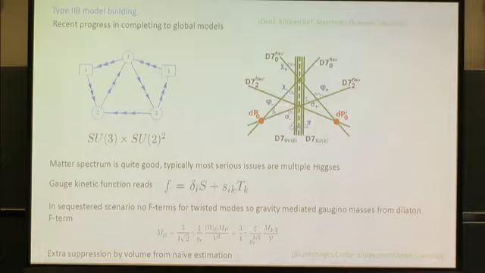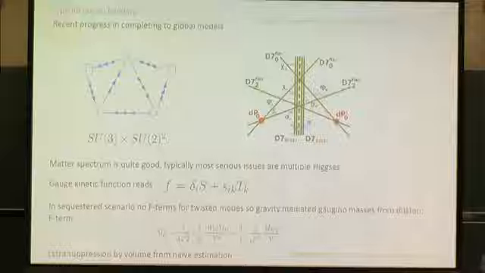And this is the picture. Actually, we saw this in Sven's talk yesterday, I think. So this is where the visible sector lives, and this is the Noye-Interfold action, and then you have all these other things. Again, the matter spectrum is quite good, and then typically, in my opinion, perhaps the most serious issue is multiple Higgses, which seem to be generic for such models.